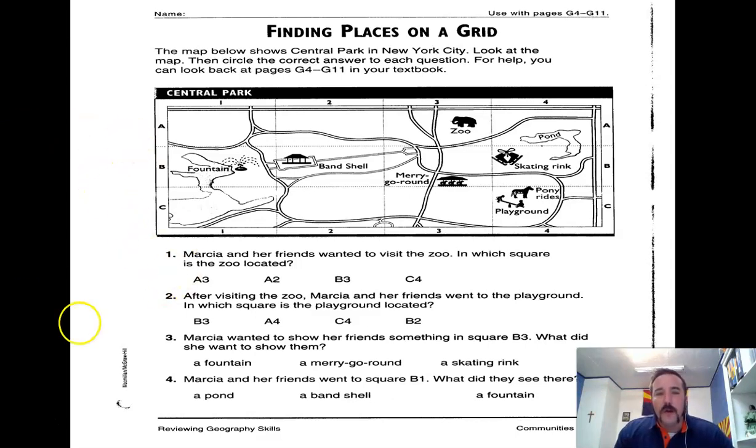Here again, if you notice, it's going to kind of quiz you on, do you understand how to read a grid map? And this is, remember, the letter goes first, right? Here's the letters, here's the numbers. They kind of have it nice because it goes all the way across there. But here, Marcia and her friends wanted to visit the zoo. In which square is the zoo located? You got to find the zoo and then correctly tell me what location on the grid map the zoo is.